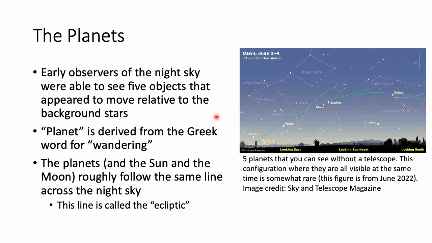So these wanderers also seemed to follow the same line across the night sky. So they weren't really scattered like the background stars that you see here. They actually followed this blue line in the image called the ecliptic. And this ecliptic is the sun's path. And so not only do the planets follow this ecliptic line, but so does the sun, and so does the moon. And another name for the ecliptic is the zodiac.